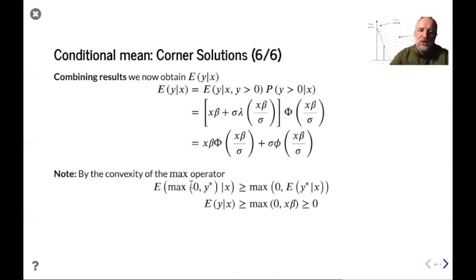And then I also want to say another thing here: because of the convexity of the max operator, if you take the expected value of the max, it's going to be bigger than the max of 0 and the expected value. So you put in these things here.